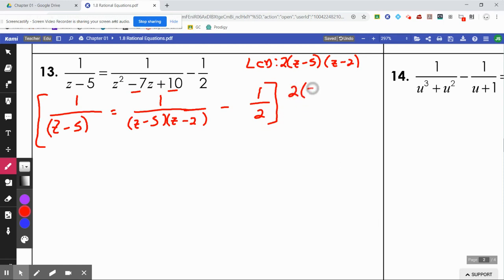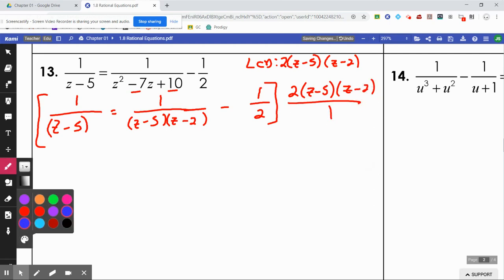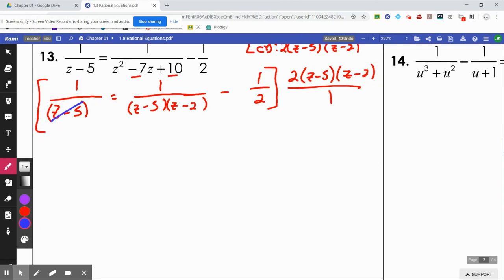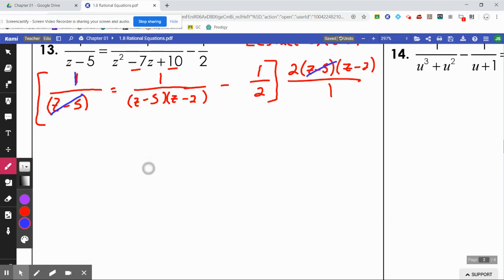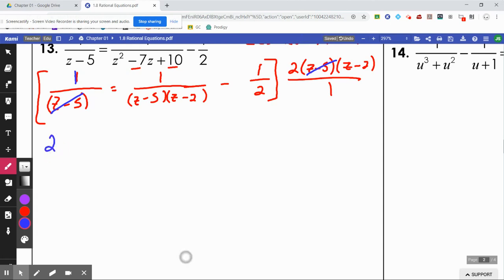So we have 2 times z minus 5 and z minus 2 over 1. That's what we're multiplying by. In my first term, the z minus 5s are gone, and it leaves you with the 1 that's on top, and a 2 and a z minus 2 on the outside. Bring down the equal sign. In my second term, z minus 5 and z minus 2 cancel and leave me with just the 1 and the 2, and 1 times 2 is 2.